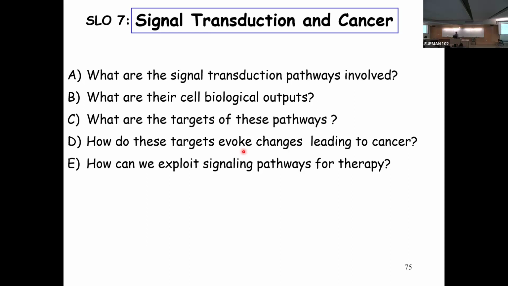And ultimately, all we need to know is what the ultimate goal of this pathway is, so that we can find a way to intervene. And then also how these targets introduce changes leading to cancer. That means how they eventually contribute to the process of cellular transformation. And last but not the least, of course, how best we can modulate these pathways for our benefit, for human mankind. Okay, so these are our major focus of attention.